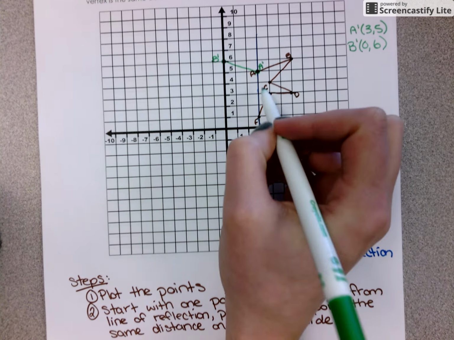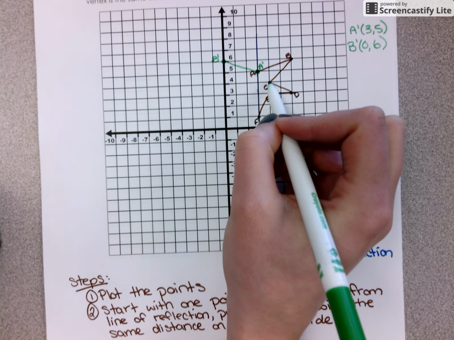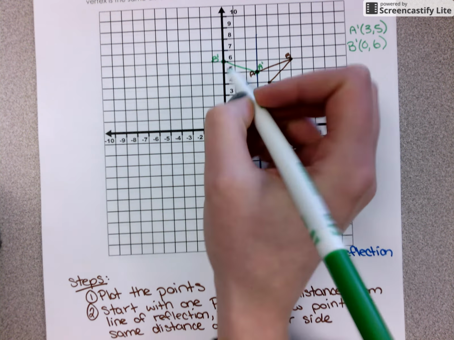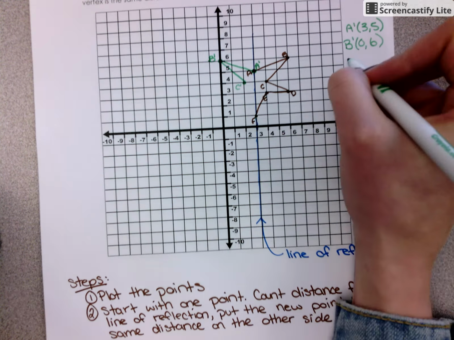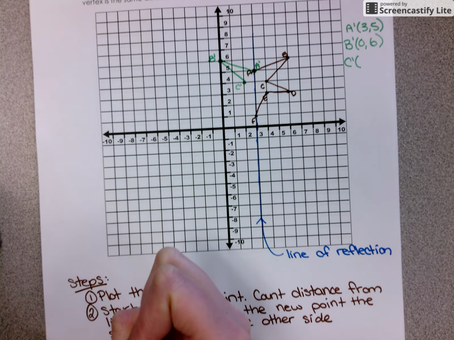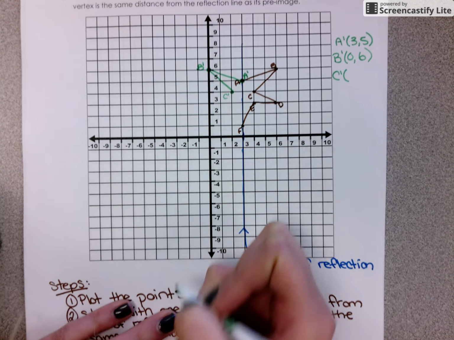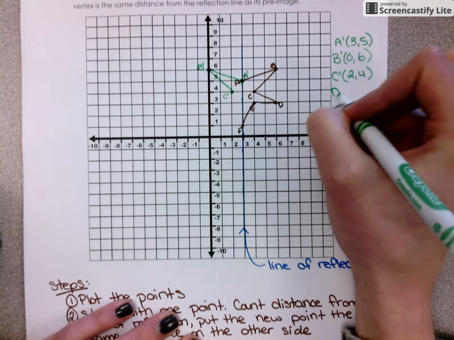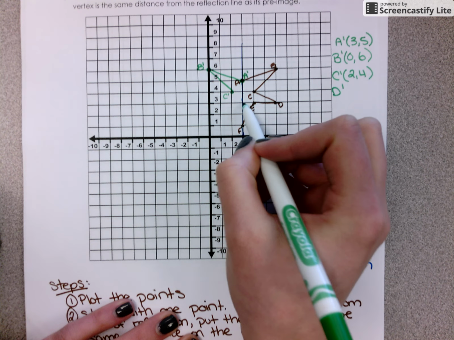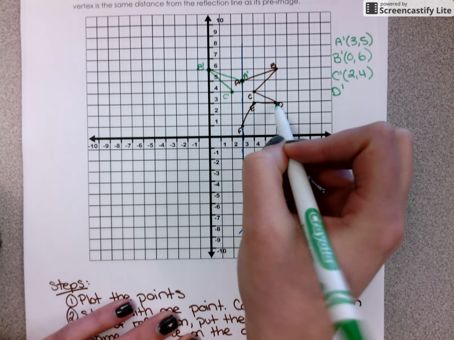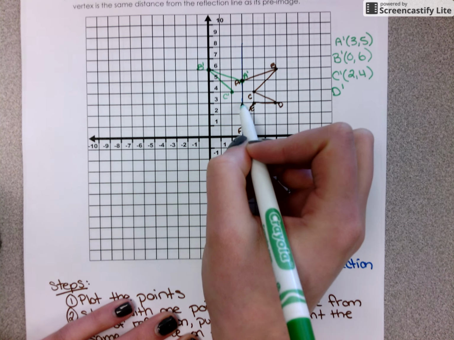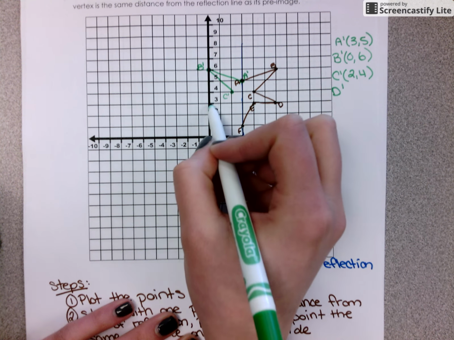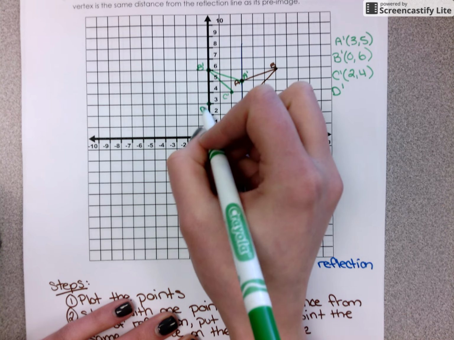C prime. We have C is 1 spot away from the line of reflection. So we're going to do just 1 spot away on the other side. And then you're going to write the new points on the side. So our new points for C prime would be 2 over 4 up, so 2 and 4. And on to D. So D is 1, 2, 3 spots away from the line of reflection. So go back to the line of reflection and go 3 spots on the other side. So 1, 2, 3. Again, we're on the y-axis there.